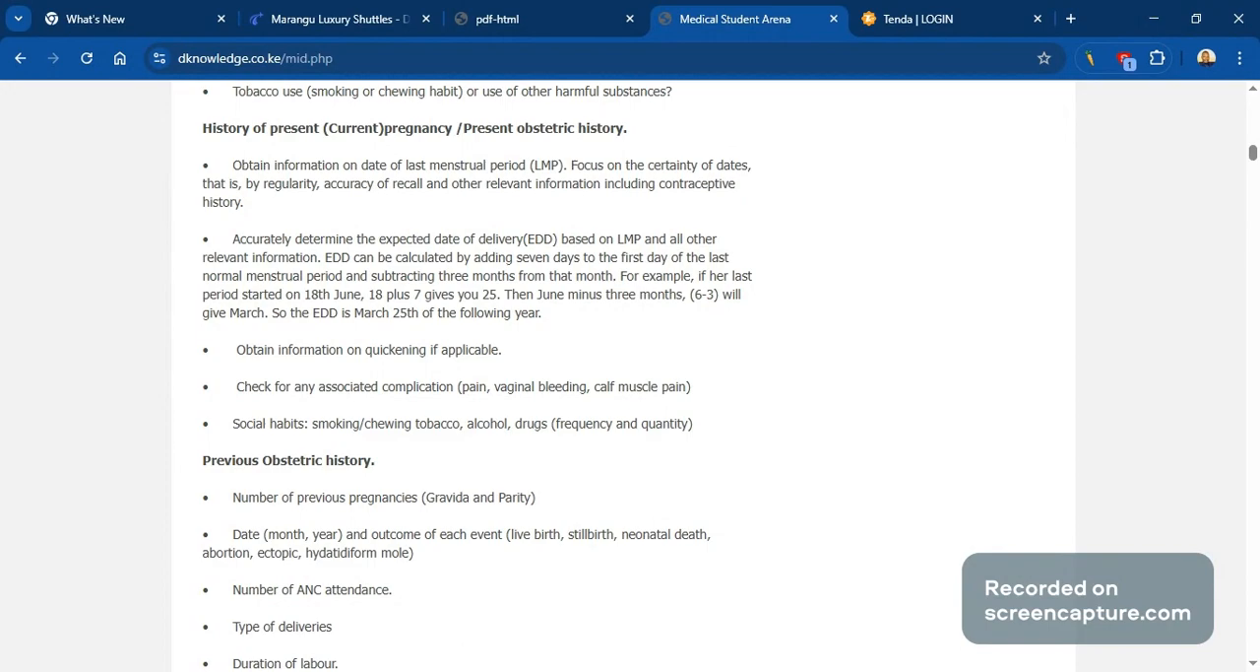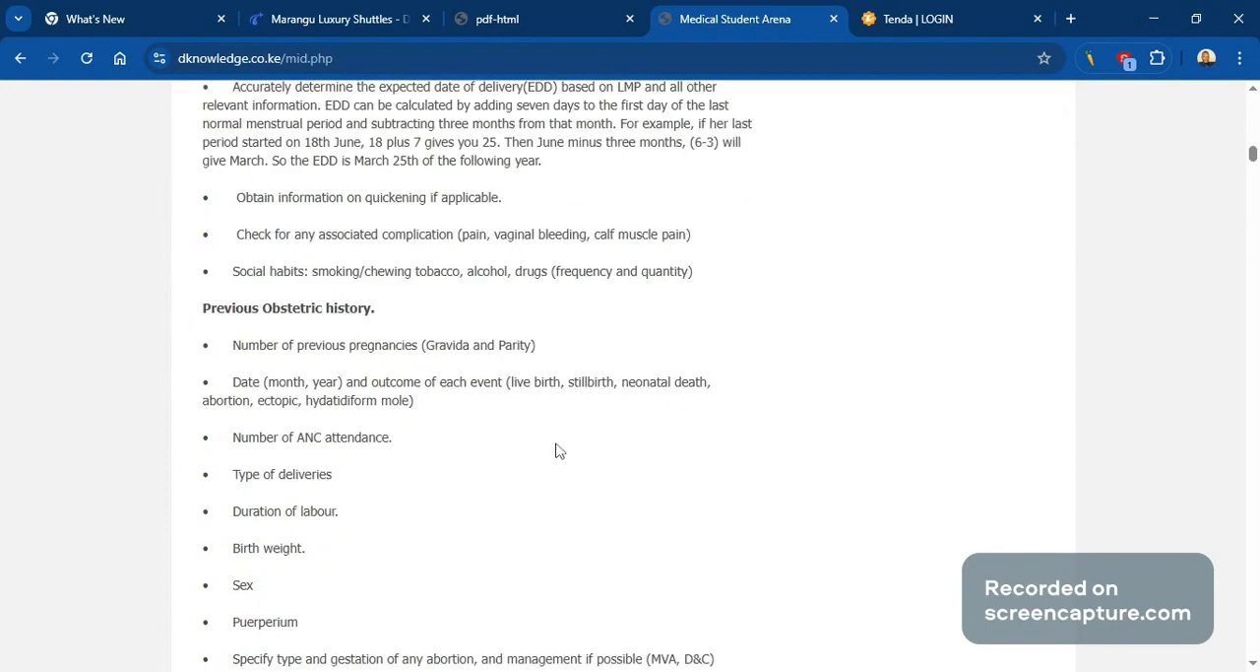Check for any associated complication: pain, vaginal bleeding, calf muscle pain. Calf muscle pain will let you know whether there is any risk or any future glimpse of DVT, deep venous thrombosis. Check on vaginal bleeding, because that one can give us what we call antepartum hemorrhage. Pain and all that. Vaginal bleeding can even denote many things apart from abortion, miscarriage, and all those possibilities. Social habits: smoking, chewing tobacco, alcohol, drugs, frequency, and quantity.